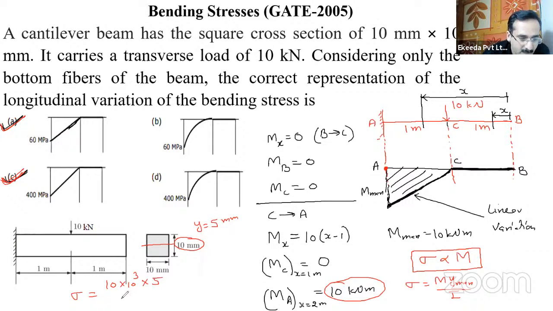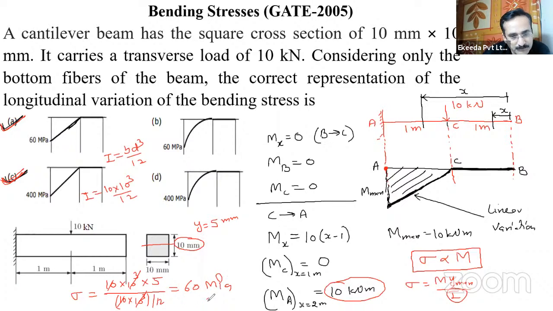So this is 5 divided by I, the moment of inertia. What is the moment of inertia? I will be equal to BD cube by 12, that will be equal to B, width is 10, D cube is 10 cube by 12. So we can put here 10 into 10 cube by 12. 10 cube and 10 cube cancel, 10 and 10 cancel, 12 5s are 60. This is 60 megapascal. So the stress at point A is 60 megapascal. This is the answer, right?